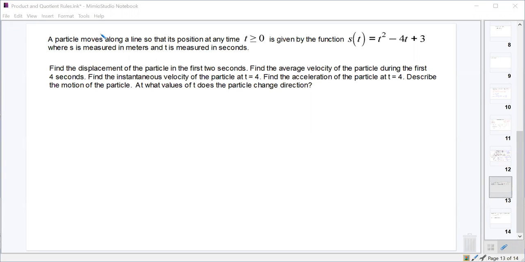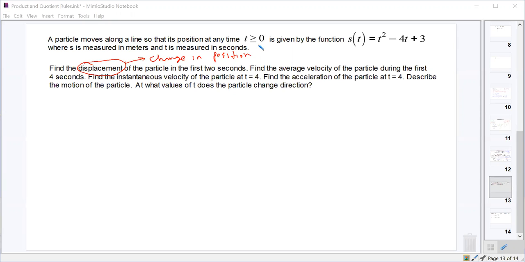First off, we want to find the displacement of the particle in the first 2 seconds. If we want to find the displacement, what does that mean? It means the change in position. It's not a total distance traveled. It's a change in position. So we're looking for a change in position of the particle in the first 2 seconds.